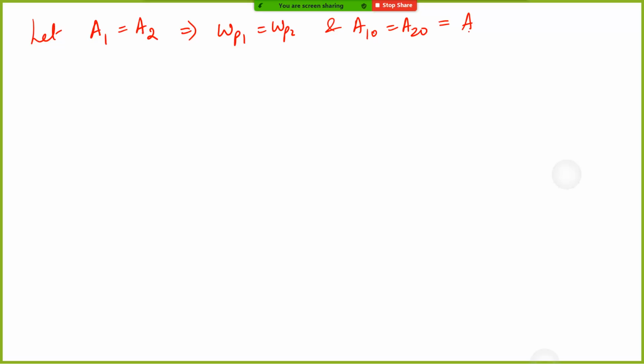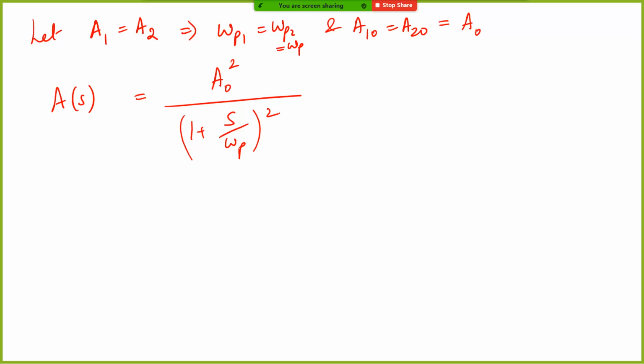So one thing we can do is, let's assume A1 equal to A2, just for us to get an understanding of how things are. Which basically means that omega P1 is equal to omega P2 and A10 is A20. Let's say these two are equal to some A naught. So what happens to A of S? A of S can be written as A naught squared divided by (1 plus S by omega P) the whole square.